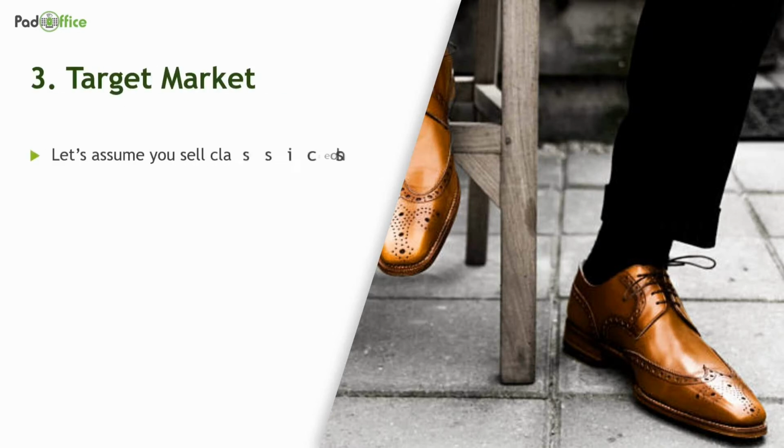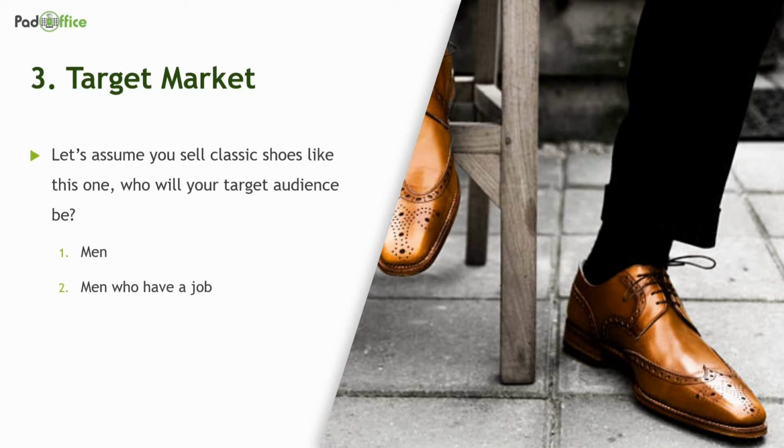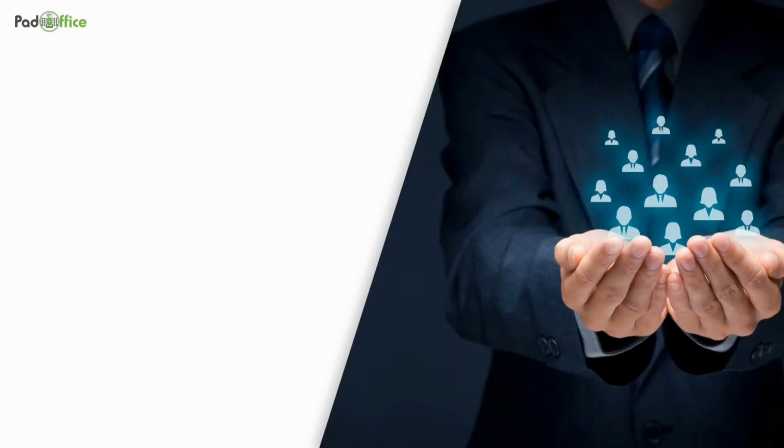Let's look at an example. Assume you sell classic shoes like this one, and you're trying to look at who your target audience will be. Number 1, they have to be men, of course. Then they have to be men who have a job, right? And they have to be men whose salary is at least 3 times the price of this shoe for you to be able to get buyers easily. So this is your target market, and this is what we mean by target market. So you have to be able to properly define who your target market are for your products.